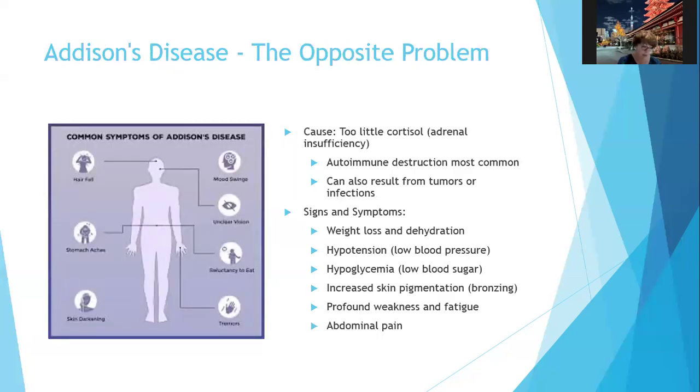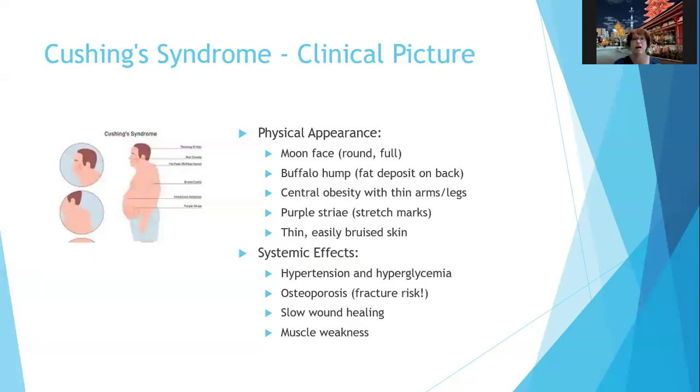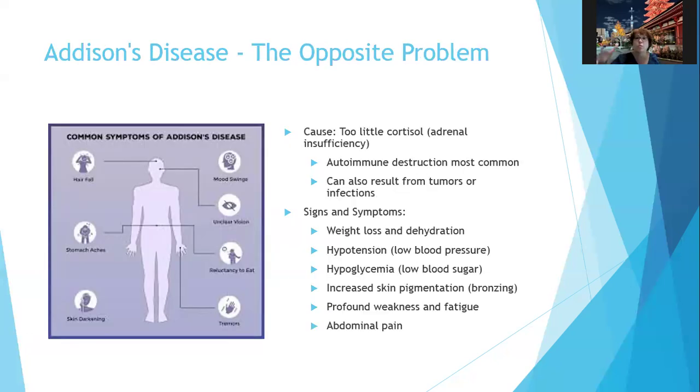Addison's disease is the opposite problem. It's too little cortisone. So it's adrenal insufficiency. Autoimmune destruction of the adrenal gland is the most common cause of Addison's disease, and it can also result from tumors or infections. So the signs and symptoms of Addison's disease are sort of like the opposite of Cushing's. So instead of the buffalo hump and the central obesity, you have weight loss and dehydration. You have hypotension, low blood pressure instead of high blood pressure. You have hypoglycemia instead of hyperglycemia. You have increased skin pigmentation, which sometimes they call bronzing, profound weakness and fatigue, and abdominal pain.